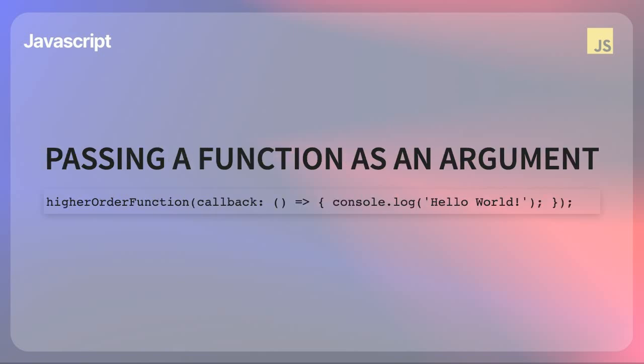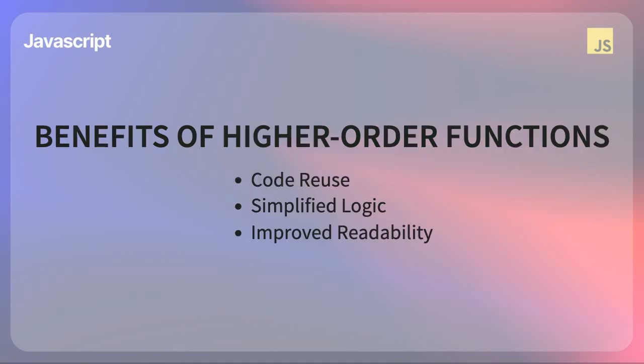To use a higher order function, we need to pass another function as an argument. This could be a simple function like console log or a more complex function. Higher order functions provide several benefits, including code reuse, simplified logic, and improved readability.